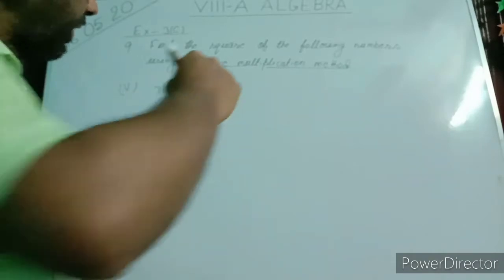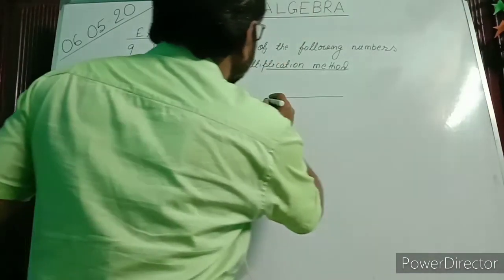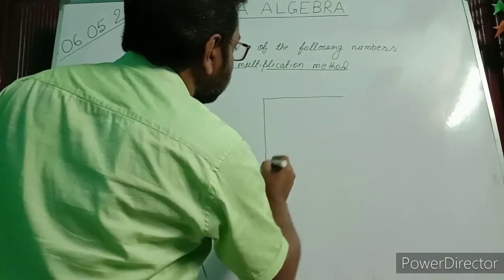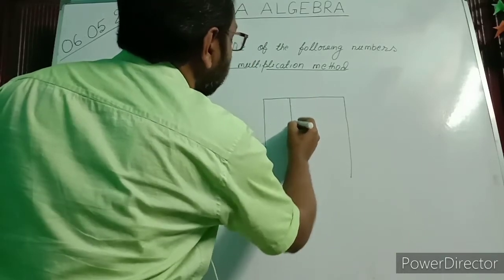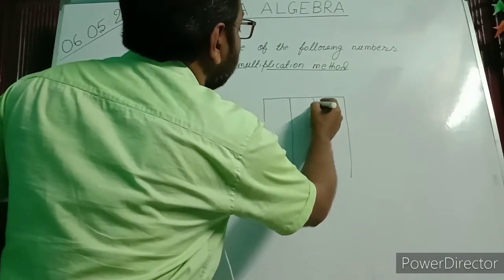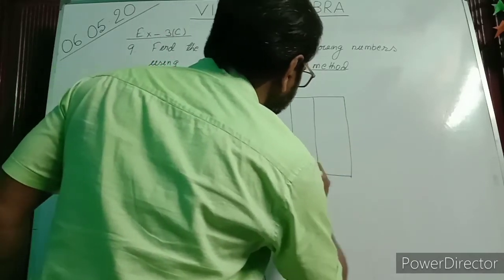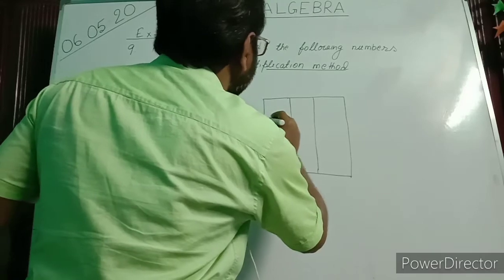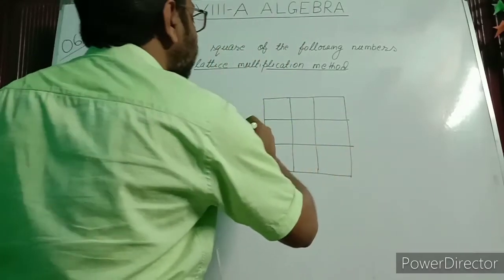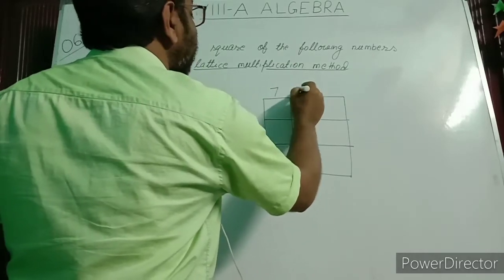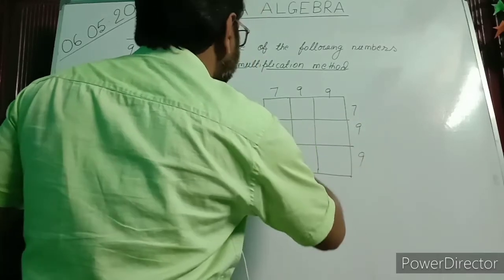Number 5, the number is 799. We make the columns and rows for this number. There are 3 digits, so there will be 3 rows and 3 columns. 1, 2 and 3. Similarly here also 1, 2 and 3. Now write the numbers. Number 799 and here also 799. Make the diagonals.